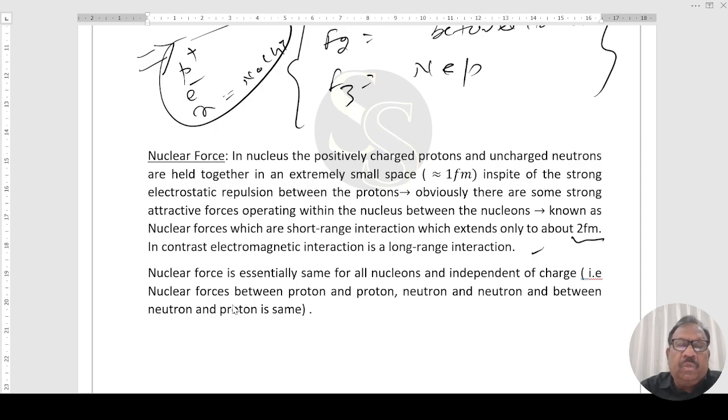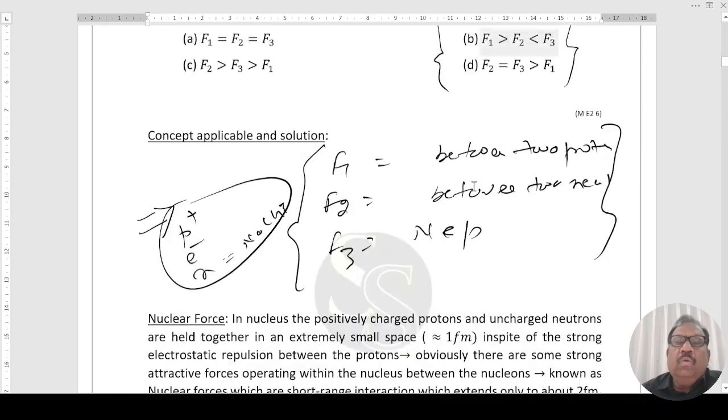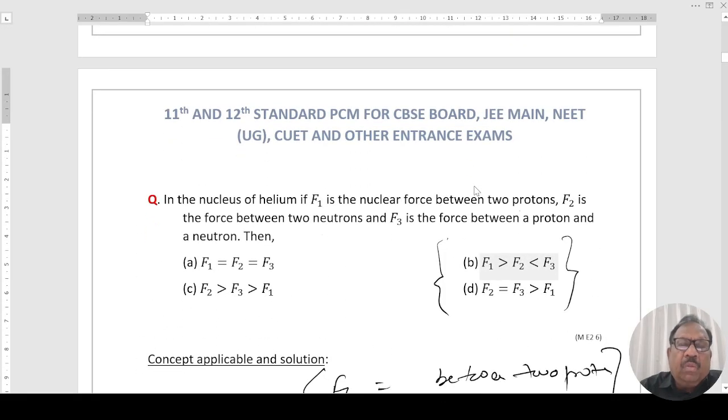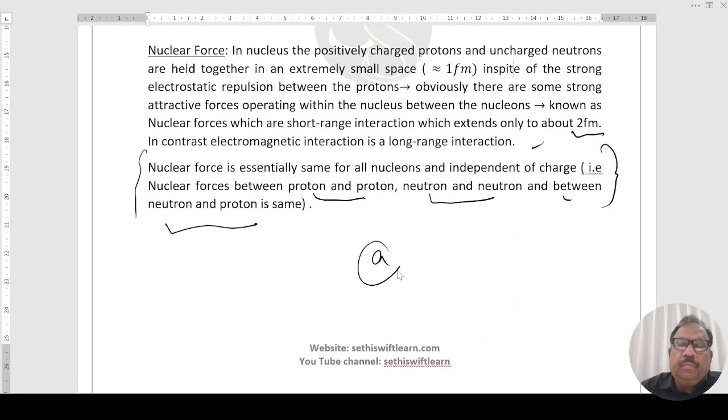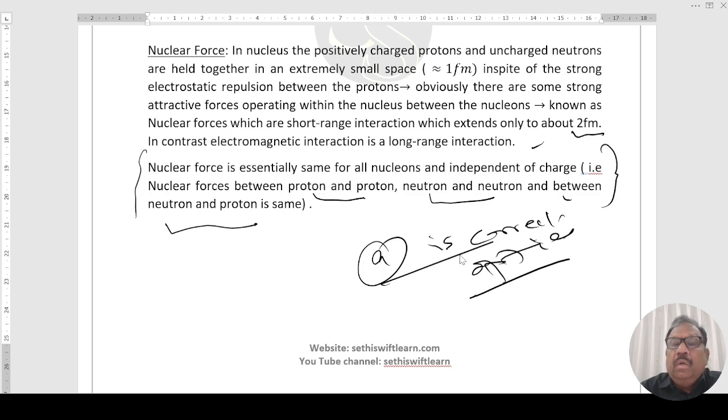That is, nuclear forces between proton and proton, neutron and neutron, and between neutron and proton are the same. That is, it is independent of charge. Nuclear force is applicable equally on all nucleons. In this sense, the correct option is A. Right. Next question.